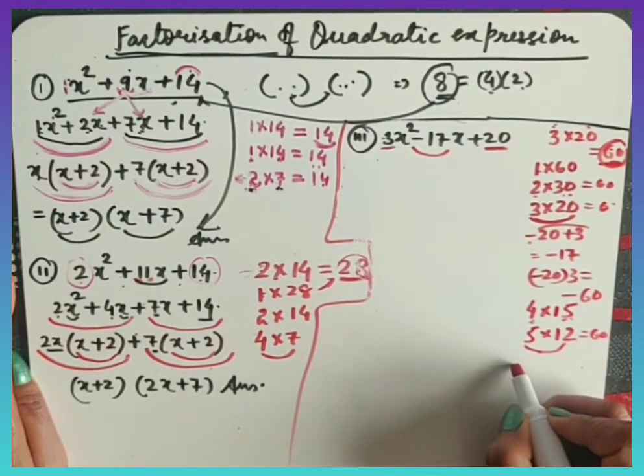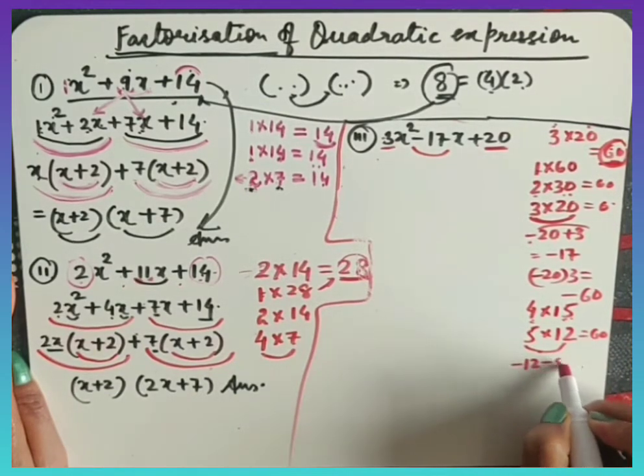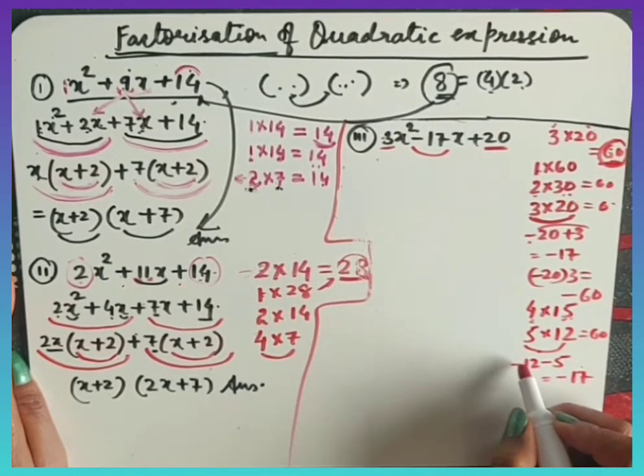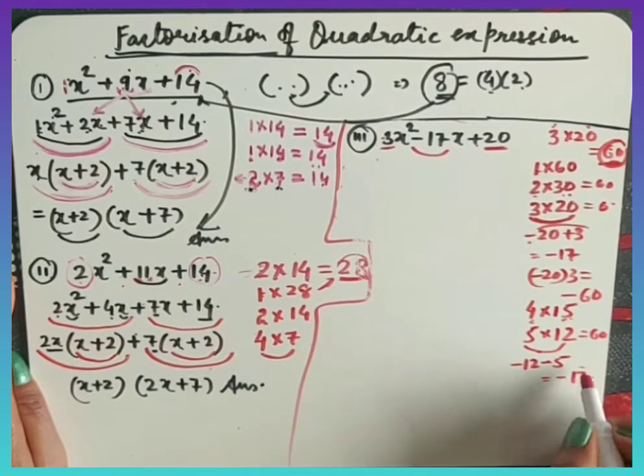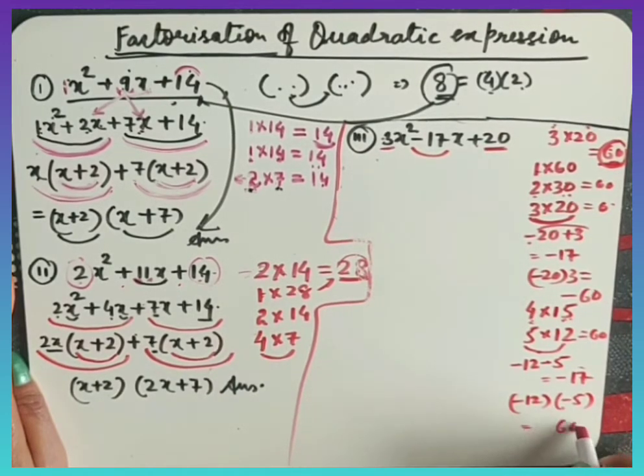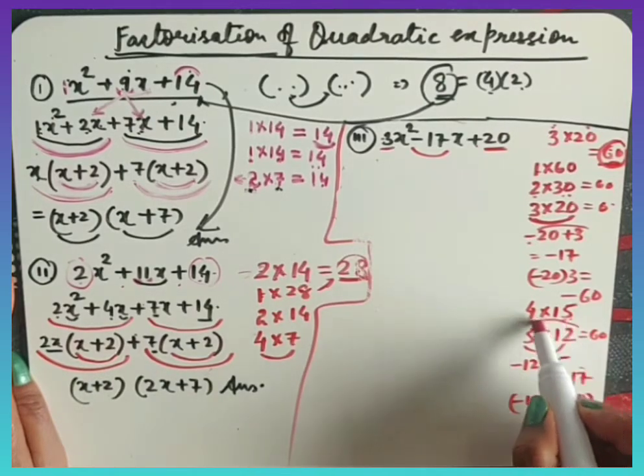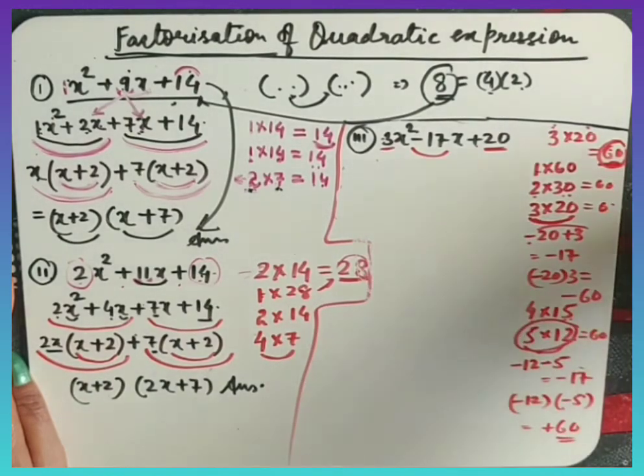So I can do minus 12 and minus 5. It will give you minus 17, because both have a minus sign. I can add the numbers, but minus will be there. But if you multiply minus 12 and minus 5, it will give you 12 multiplied by 5 is 60, and minus multiplied by minus will give you plus 60. So we can take these two factors.